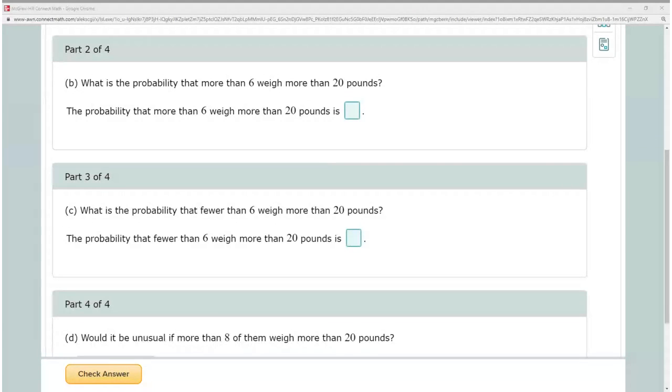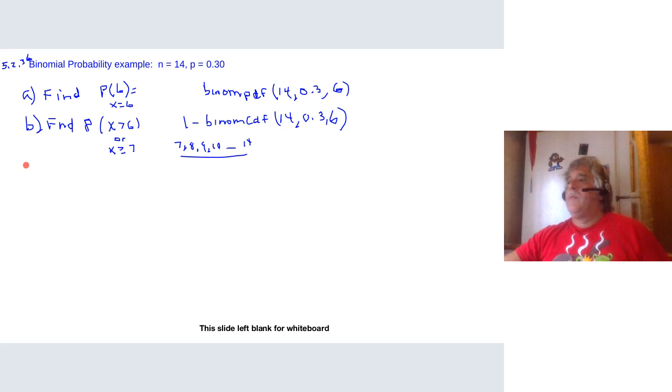So C was fewer than 6. So fewer than 6 also does not include 6. So that means that the endpoint that we put in for the calculator has to start with 5. Fewer than 6. If it had said 6 or less, or if, like I said, for B, if it had said 6 or more, it wouldn't be including, and then for the B, we'd have to take into account what the complement is. All right, so fewer than 6. I probably should have been doing this all along.